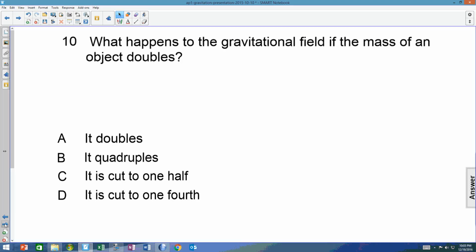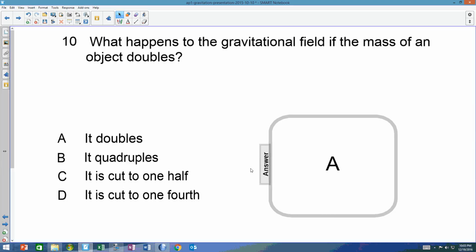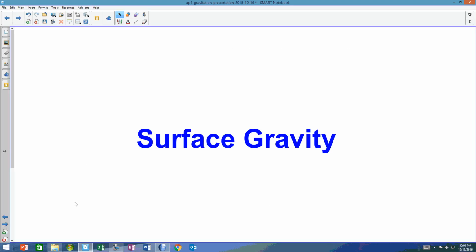What happens to the gravitational field if the mass of an object doubles? Okay, so let's see if you have the correct answer. It is A. The field will also double. In the next video, we'll talk about surface gravity.